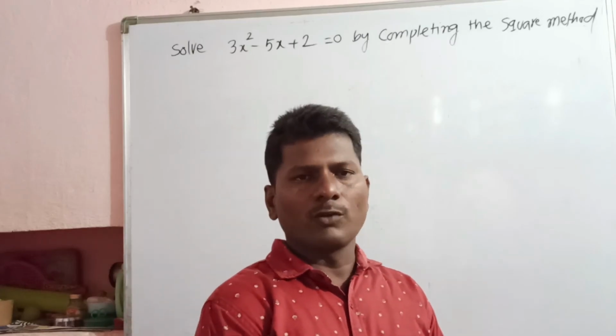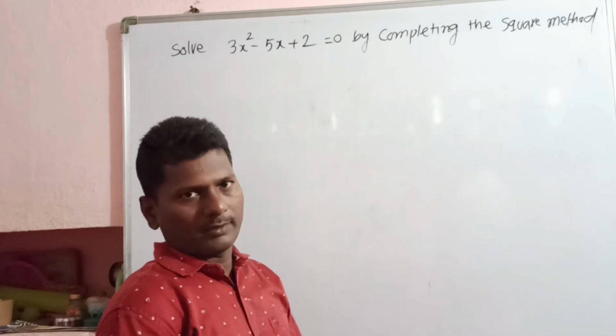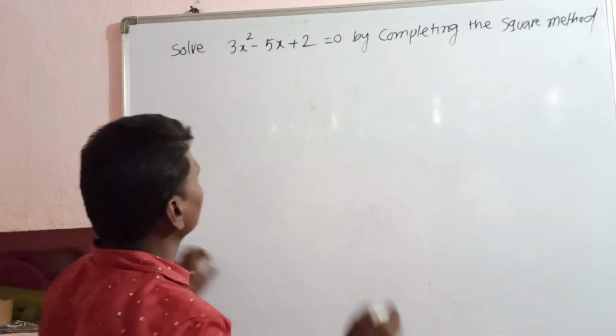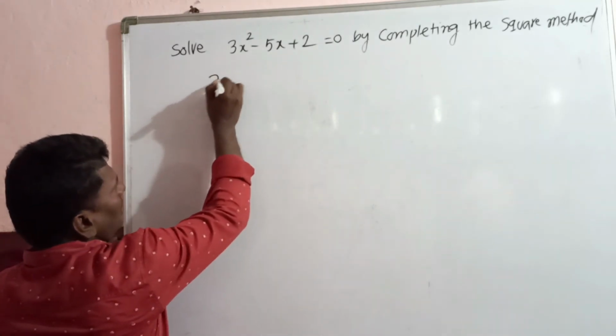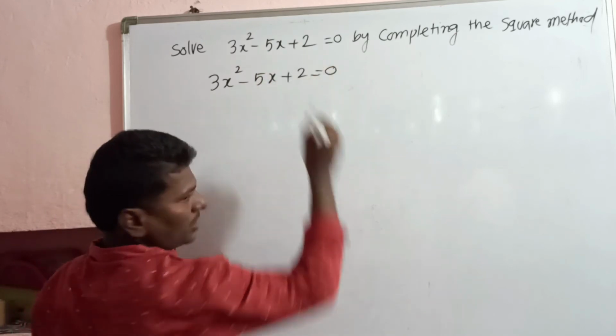Let us solve one more question using the completing the square method. Given equation is 3x square minus 5x plus 2 is equal to 0.